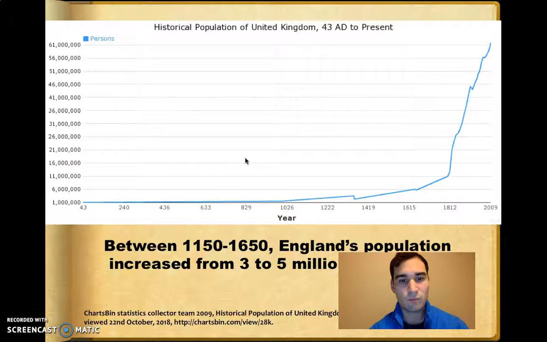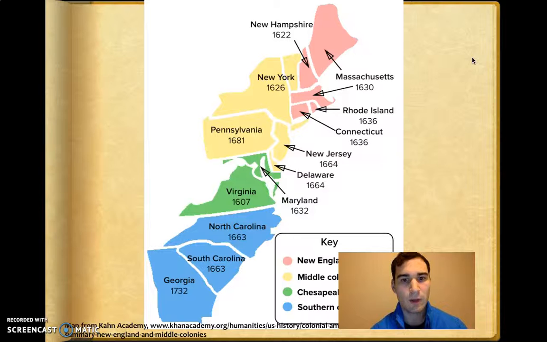Between 1150 and 1650, England's population increased from 3 to 5 million people. This is a huge increase. You can see the huge jump right there. Therefore, there was a huge movement of people to the colonies.